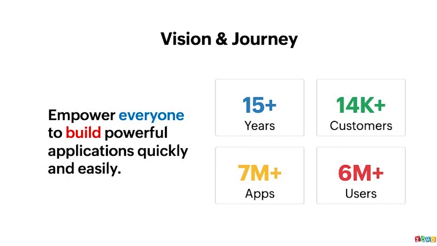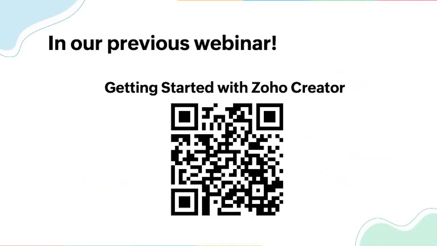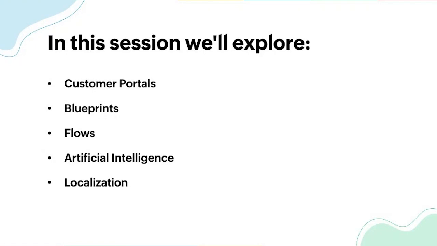quickly and easily. For over 15 years, we have garnered more than 14,000 customers, building 7 million plus apps, and having 6 million plus users. We are currently focusing on the three main aspects of building solutions: development, deployment, and management. We have the recording of the previous webinar, so feel free to scan this QR code to lead you to that recording.